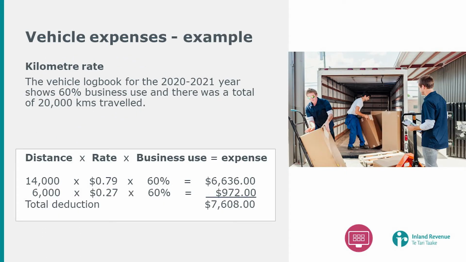In this example, the vehicle has travelled 20,000 kilometres for the year and was used 60% for business. As per the current rate set by Inland Revenue, the first 14,000 kilometres is set at 79 cents per kilometre, and the remaining 6,000 kilometres is set at 27 cents per kilometre.